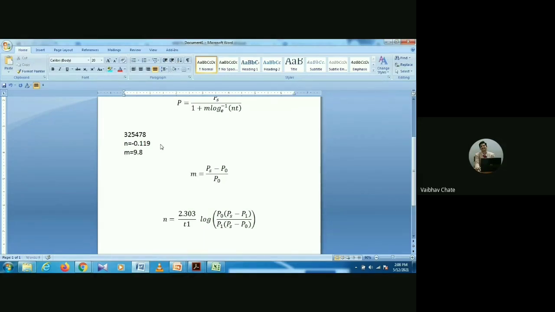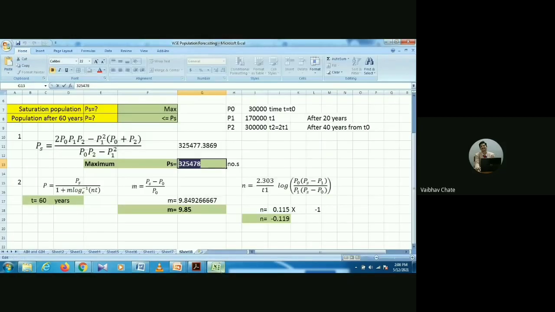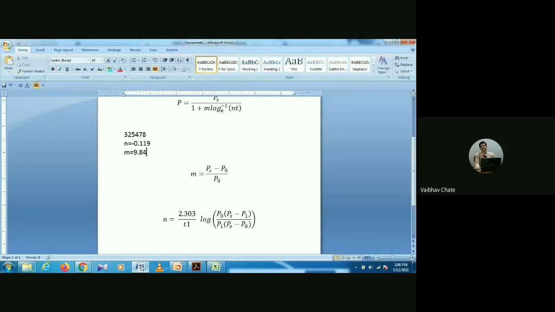9.85. Yes, 9.85 we have got. Okay, now I'll just copy this equation. I'll just substitute the value in this equation now.